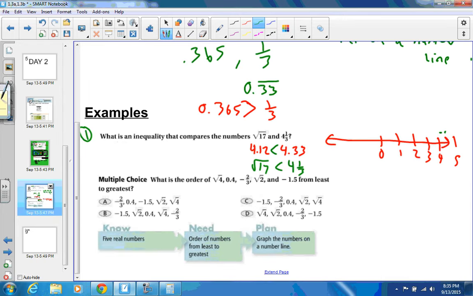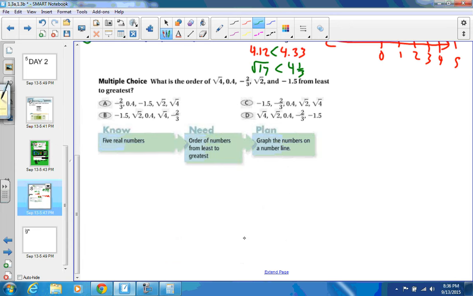Okay, multiple choice. I'd like you to answer this one on your own. I would like you to order those from least to greatest. I have 4 options. Pause it, take some time to figure this out, and then tell me what the correct order is from least to greatest. Okay, so let's take a look. Again, put them all into decimals. Square root of 4 is 2. This is 2.0. This is 0.4. This is negative 2/3. So it's negative.